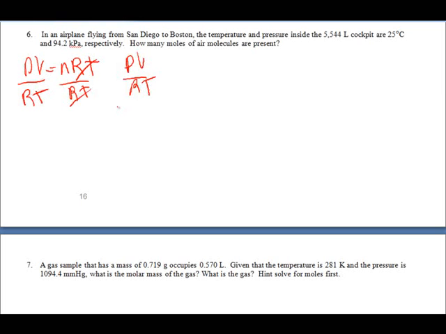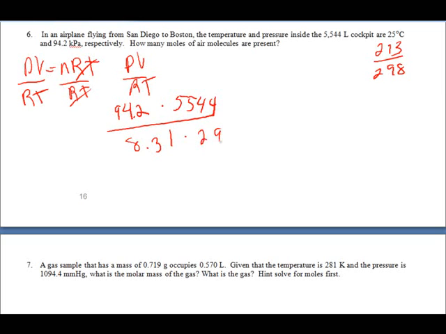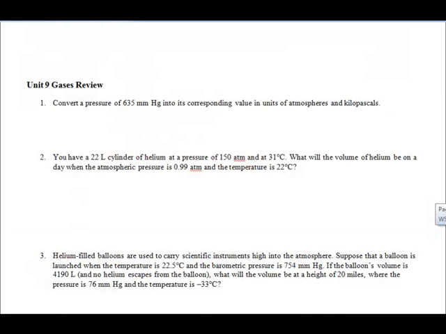My pressure is 94.2 kPa. My volume is 5,544 liters. My R, since I'm using kPa, is 8.31. My temperature is 273 plus 25, that's going to be 298. If I multiply this out, I get 210 moles of air, which is 2 sig figs, just like my temperature. Easy one. Let's take a look at number 7.